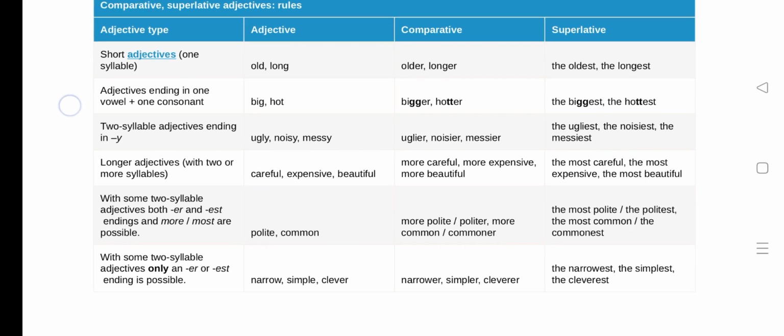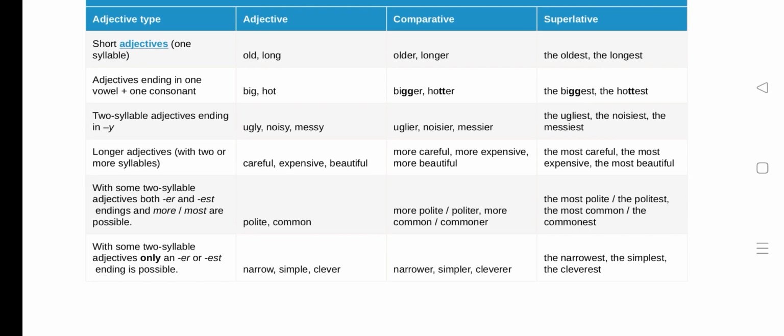Let's see another one. Longer adjectives with two or more syllables. Careful, expensive, beautiful. We use more careful, more expensive, more beautiful. Just keep in mind one thing. It is very important that when there are more than two syllables in the adjective, then we use more and the most. The superlative degree will be the most careful, the most expensive, the most beautiful.